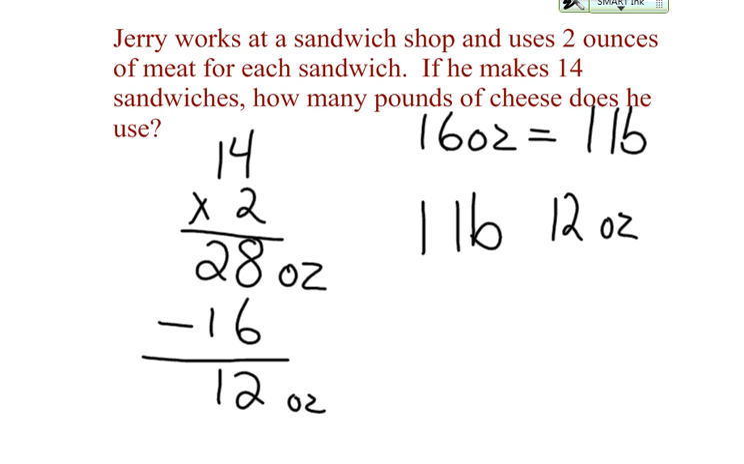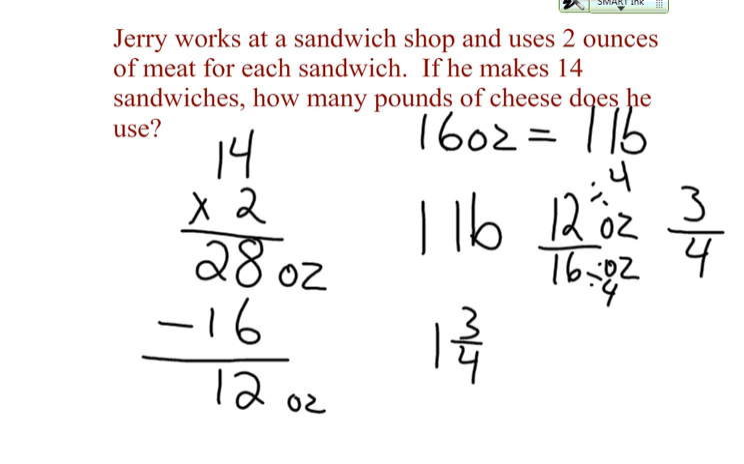Now it asks for just pounds. So we could say it's 12 out of 16. Since that's a fraction, we could reduce it. We can divide both of these by the number 4. 12 divided by 4 is 3. 16 divided by 4 is 4. And so we have 3/4. So 1 3/4 pounds. Now that was a little more complex than what you will probably have to do, but you can understand where the number comes from.